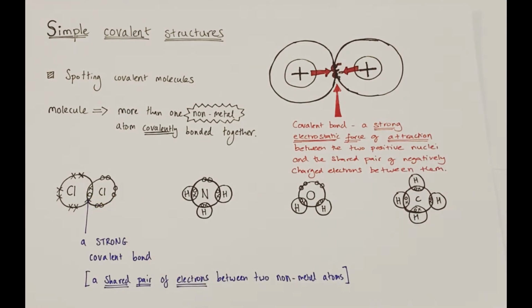But what actually is a covalent bond? How does it work? All chemical bonds are strong electrostatic forces of attraction between particles. In the case of covalent bonding, we're talking about a strong electrostatic force of attraction between the two positive nuclei of the two atoms, and the shared pair of negative electrons found between them. So these two positive nuclei are being pulled strongly towards these shared electrons in the center here, creating the attraction, creating the covalent bond, which holds the whole molecule together.